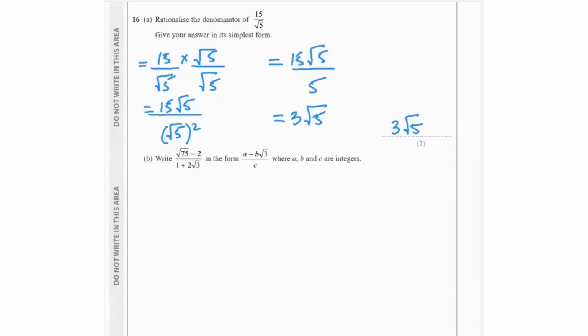I don't know if you've noticed this, but when we talk about rationalizing the denominator, basically what we're trying to do is we're trying to get the surd out of the denominator. So when we get rid of that surd from the denominator, we have rationalized the denominator. So if you see, originally the surd was in the denominator. Now it's in the numerator.